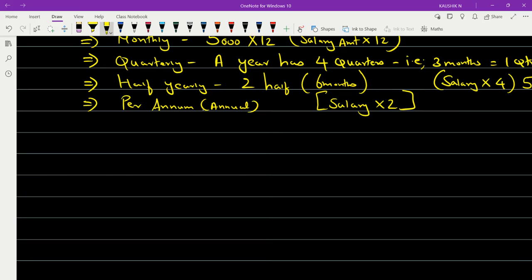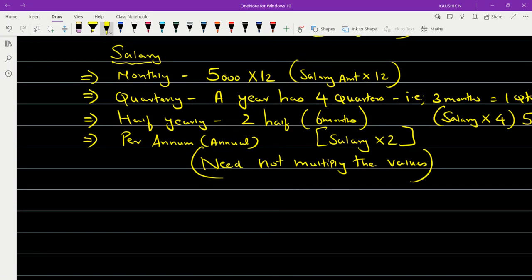Lastly, per annum. This is an annual salary, so you need not multiply by any value. These are things you have to be very careful about. When you read the question, ensure what they have given, whether the salary is monthly, quarterly, half yearly, or annual. According to that, you need to derive the value, and then once you derive the value, you do the remaining calculations. So I hope the salary concept is very clear to you.